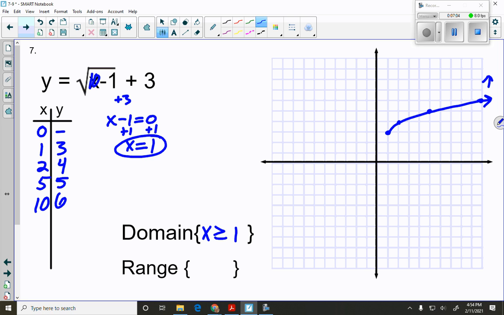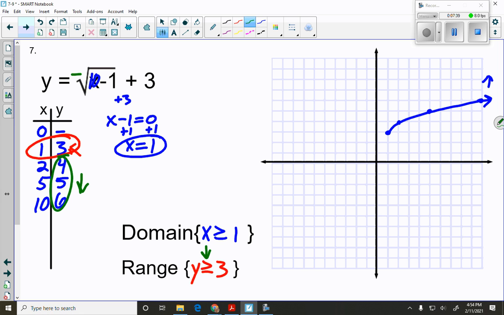So range, we need to know from this spot, where was our starting point? It was right here. And so where did it start? It started up at 3. And so my y has to be greater than or equal to that 3. Now, if there was a negative sign out front here, all these values would have been flipped, and these values would have gone lower, then you might switch this sign and say y would have to be smaller than or equal to that 3.